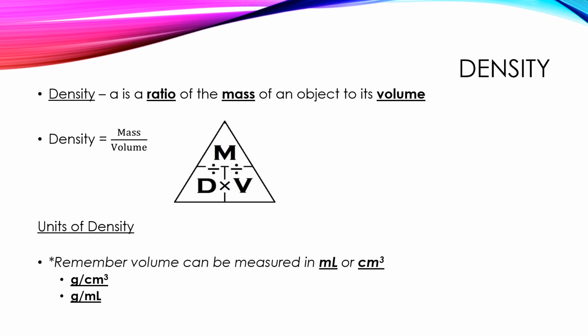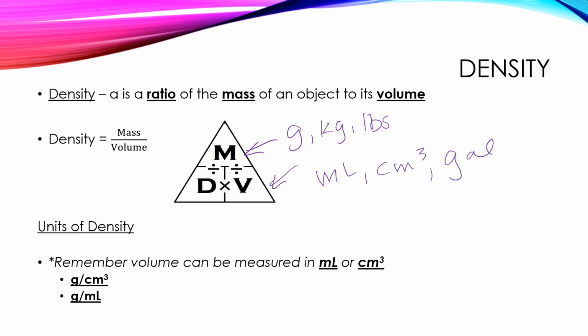Some various units of density are any unit of mass over any unit of volume. So I could use any unit of mass, which means I could use grams, kilograms, pounds, anything. And then I could use any volume unit, milliliters, cubic centimeters, gallons. So any of these where it's a relationship of some sort of mass unit divided by some sort of volume unit, you're good on density.